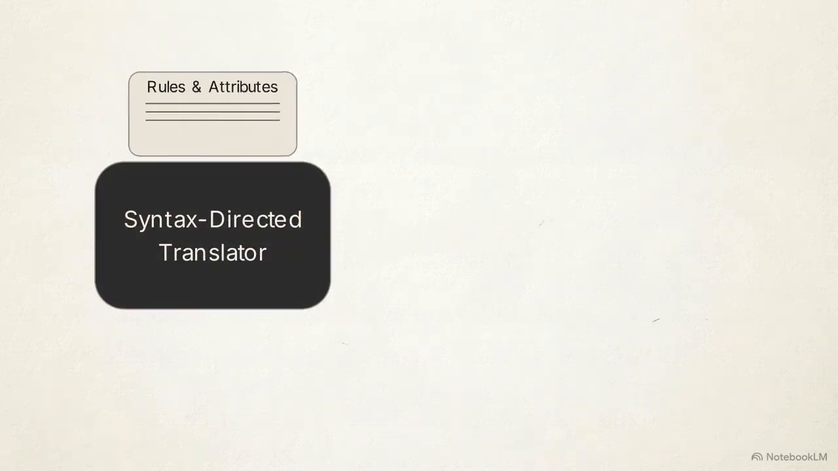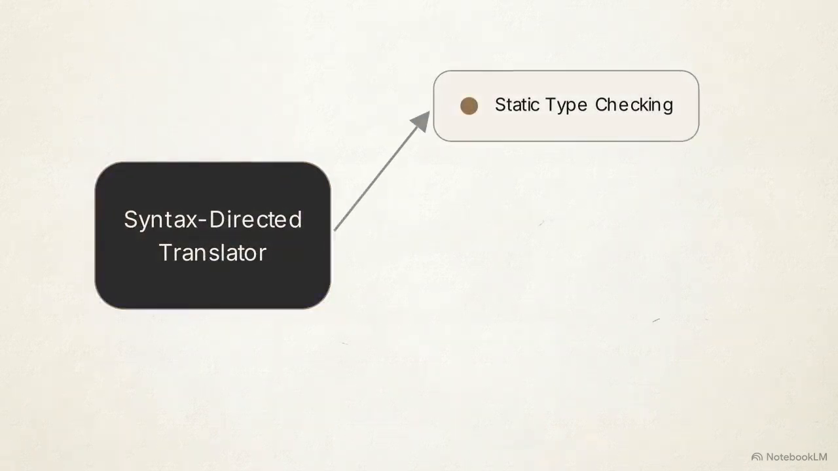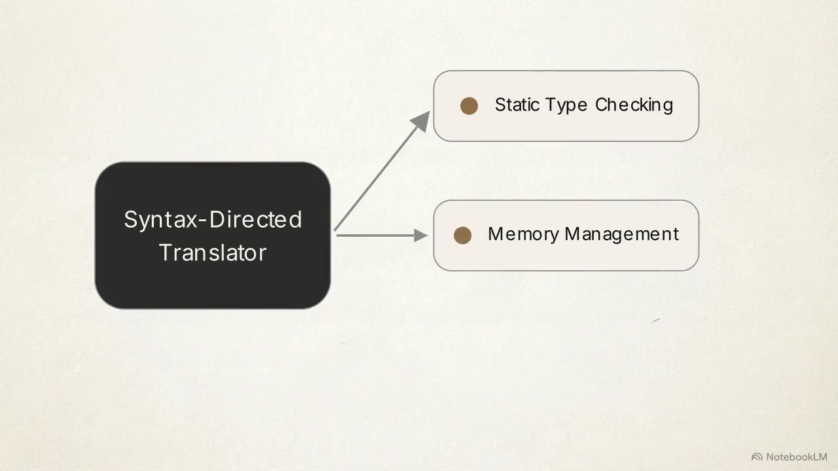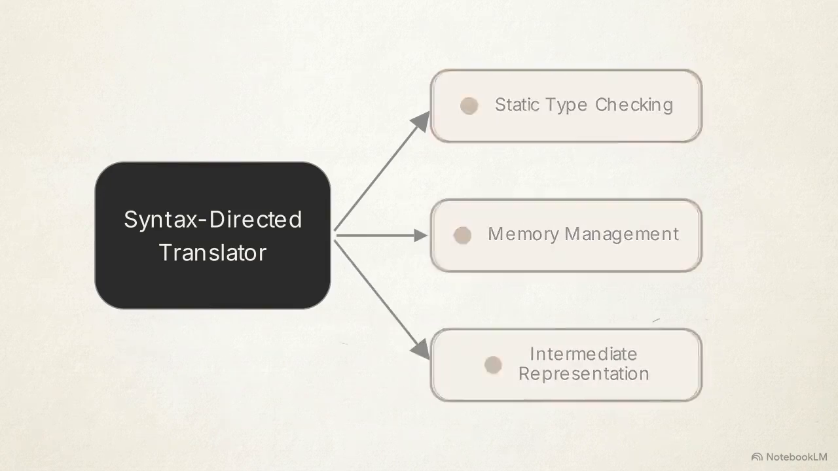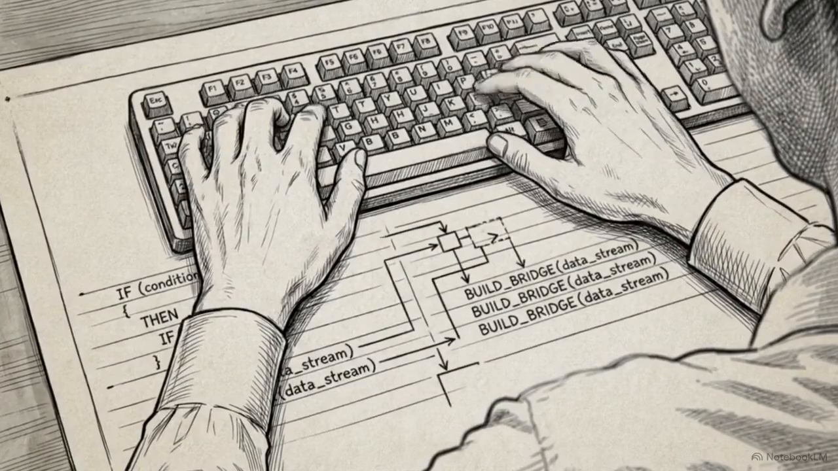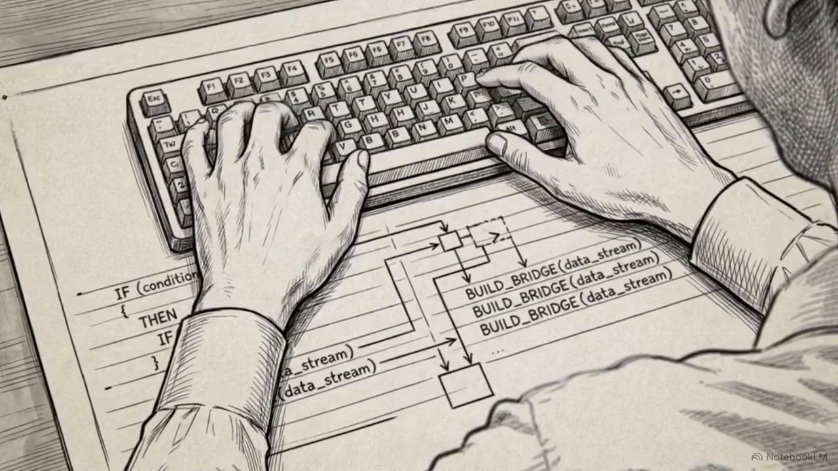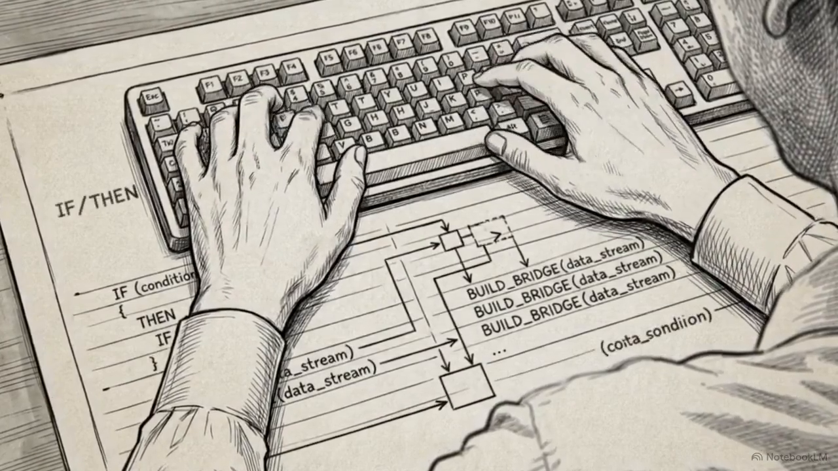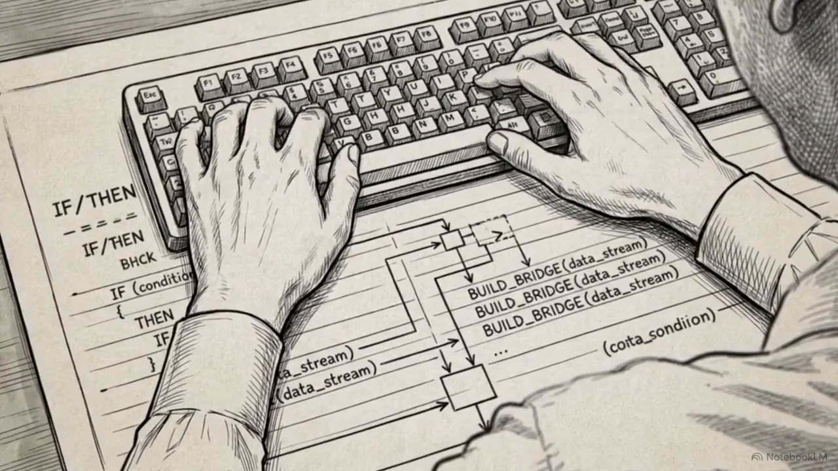Here we generated a simple postfix string, but modern compilers rely on this exact framework of attributes to manage static type checking, track memory, and build highly complex intermediate representations. By embedding semantic logic into the structural grammar, the compiler creates a direct link between the syntax of a language and its intended meaning.